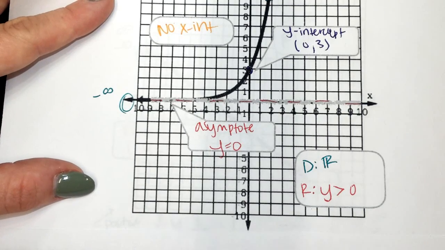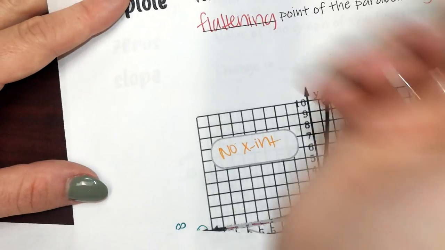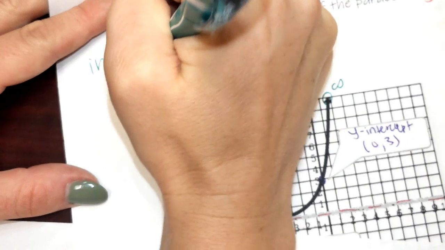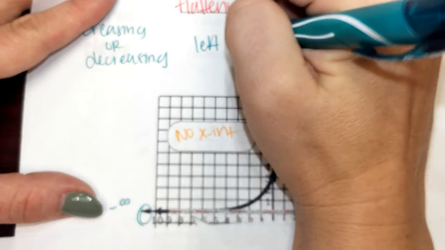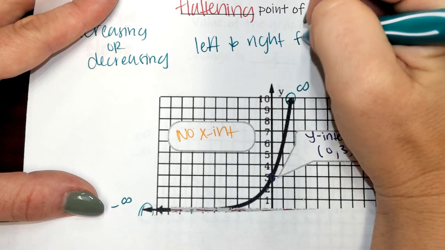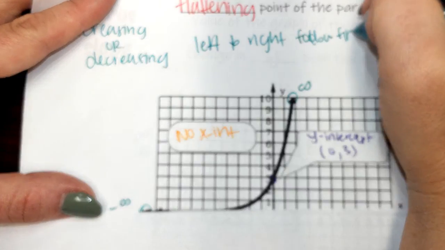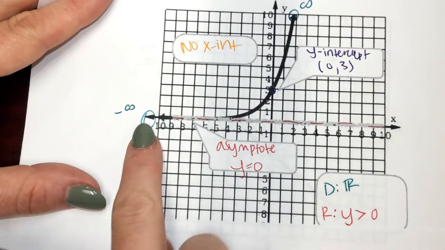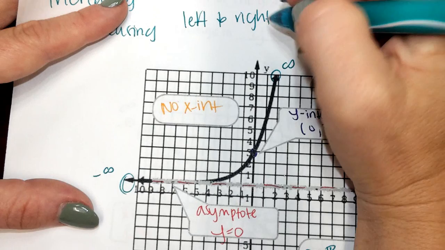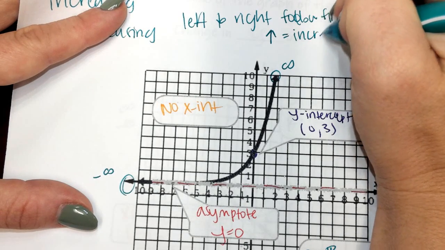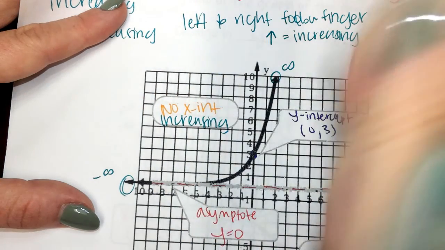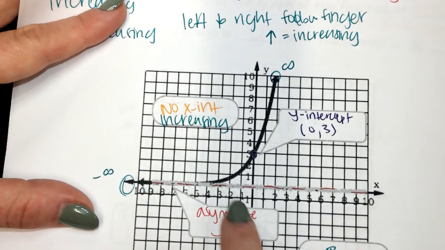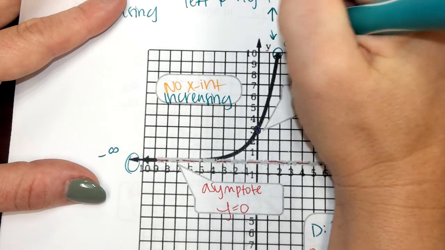One other thing to point out is we can tell if it is increasing or decreasing. We always start left to right and follow your finger. Starting at the left and moving to the right, I go up. If I go up, it's increasing. So this is increasing. If I had started here and my graph instead went down like that, then it would be decreasing.